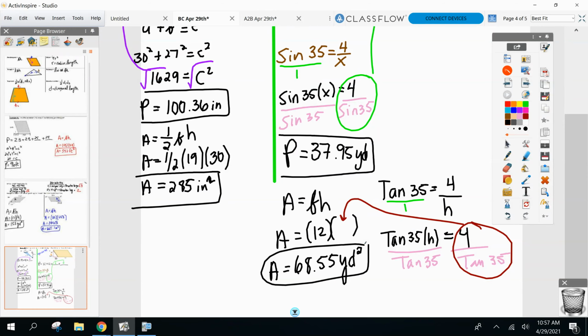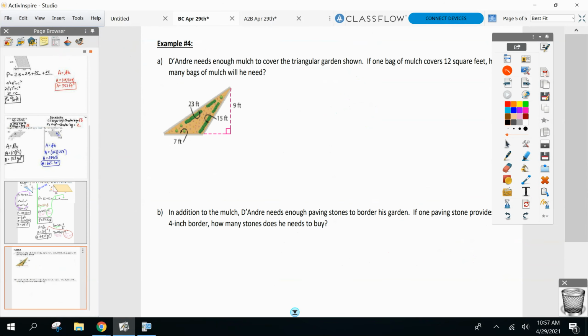Whew. Wow, guys, 30-60, 45-45, sine, cosine, tangent. What else are we going to end up seeing again? Questions here? We ready to end class on good old DeAndre? He's a gardener, a landscaper. Pretty nice, huh? He wants to mulch his beautiful garden here. He knows one bag covers 12 square feet. How many bags is he going to need?